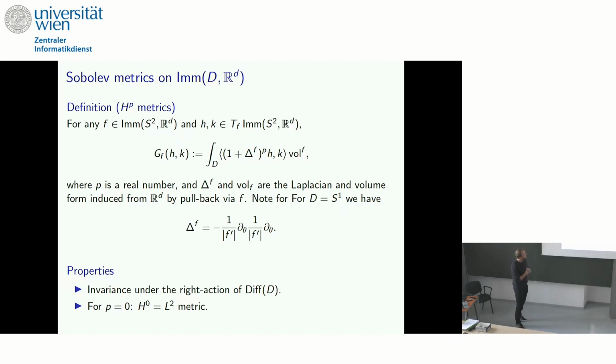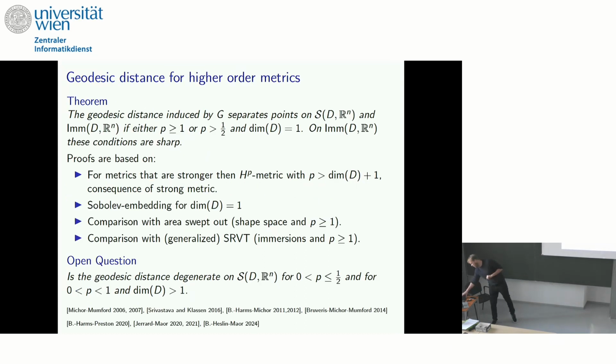One thing that is important to note here is that this Laplacian really depends in many ways on the foot point. And so you have to take this into account when you calculate your geodesic equation, or also when you discretize the Riemannian metric. For the simplest example, curves, I have written down how the Laplacian depends on the curve. For surfaces, of course, it gets a bit more complicated. And if you choose p equal to 0, then you regain the L2 metric that we have studied before.